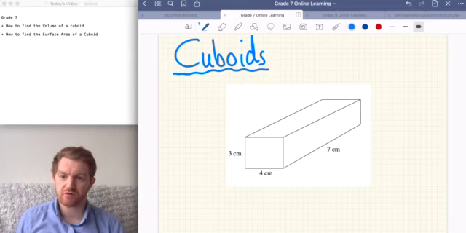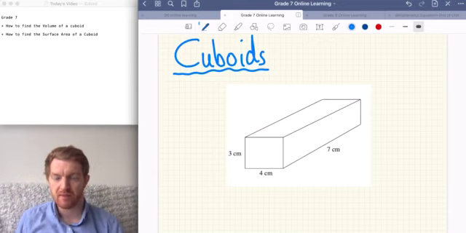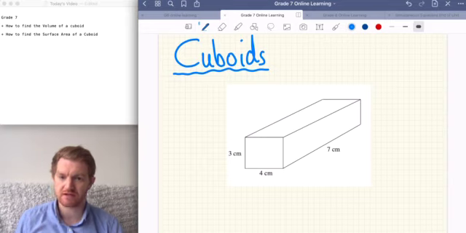Talk to you about cuboids, something that some of you may have done before and some of you may not have done. I'm going to show you a couple of different ways that you can calculate this that will hopefully carry forward to the other 3D shapes you're going to do.